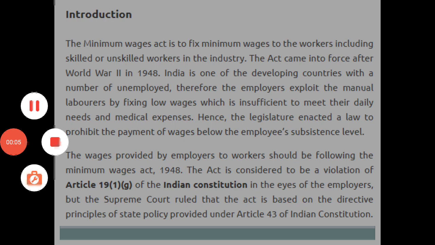Okay, so when we consider such kind of discrimination in the payment of wages, let's see what is the introduction of the Minimum Wages Act. See, the Minimum Wages Act is to fix minimum wages to the workers, including skilled or unskilled workers in the industry. What is the Minimum Wages Act? Minimum Wages Act is an act which is passed to fix the minimum wages to the workers, including skilled or unskilled workers in the industry.